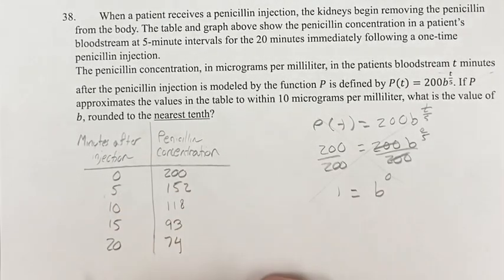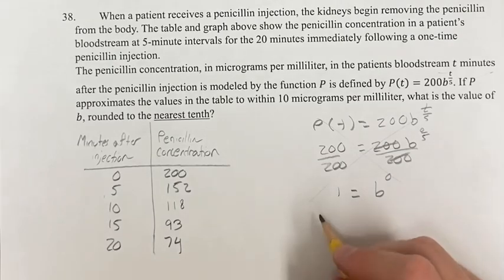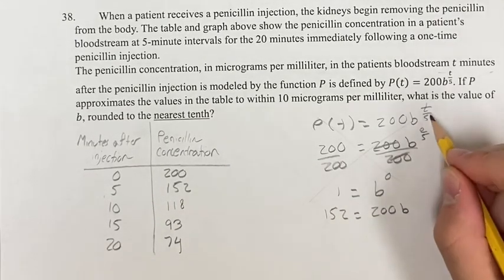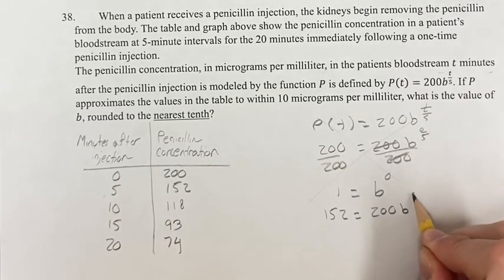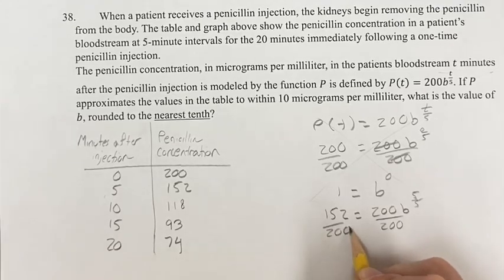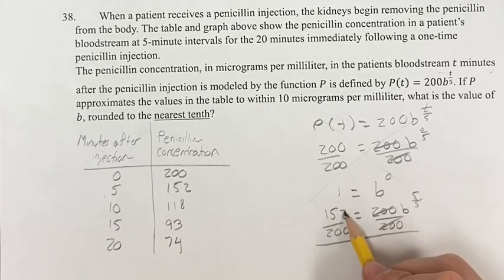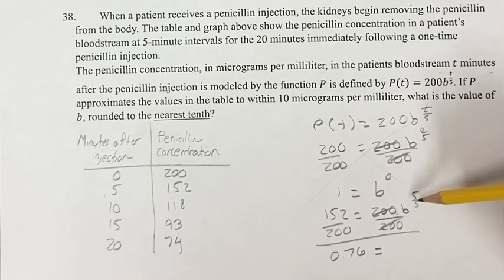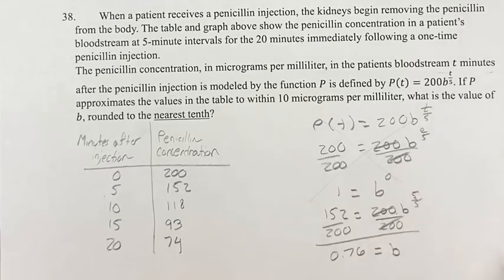Okay, we can try this next one, where p is 152, and it's equal to 200 times b, and then t is 5, so b to the 5 over 5. Dividing both sides by 200, these cancel out, we get 152 divided by 200 is 0.76. Just plug that into your calculator, easiest way to simplify it. This is equal to b to the 5 over 5. 5 over 5 is 1, so this is b to the first power, or just b. We get that our value of b is 0.76.